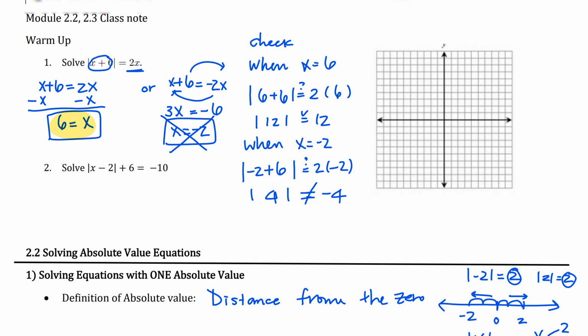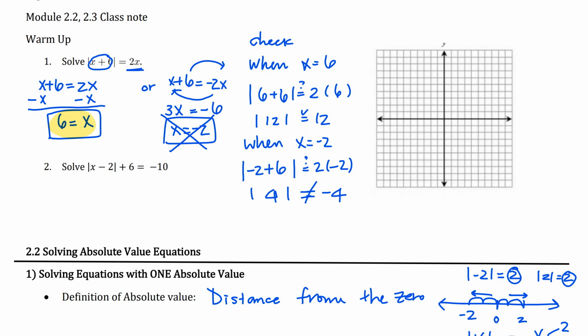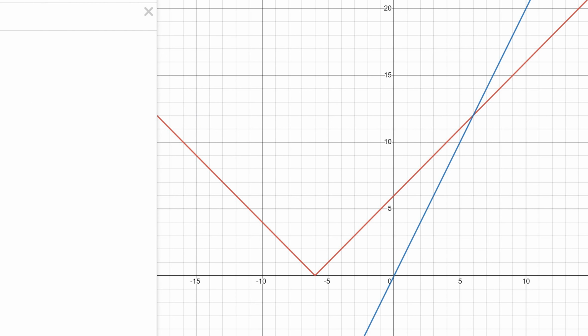But there's also a graph right here, so I am using the graph. One graph is the absolute value of x plus 6, and the other graph is 2x. As you see, the two graphs meet at one point, at 6 and 12. We are looking for the x value, so x equals 6.